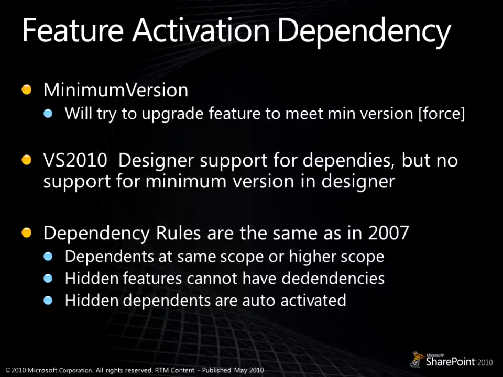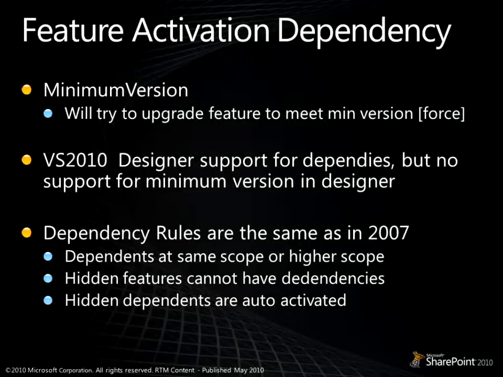In Visual Studio 2010, we have support to define feature activation dependencies in the feature framework designer, but there's no support for this minimal version option in the designer itself. This means that if you want to define the minimal version dependency, you can't do it using the designer. Rather, create the dependency manually in the feature XML template of the particular feature.